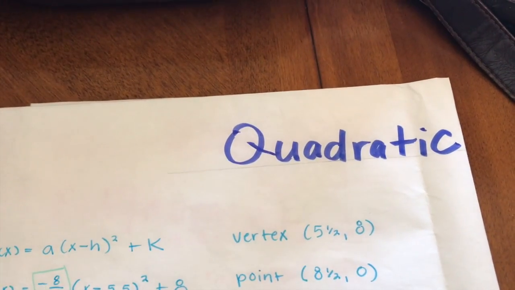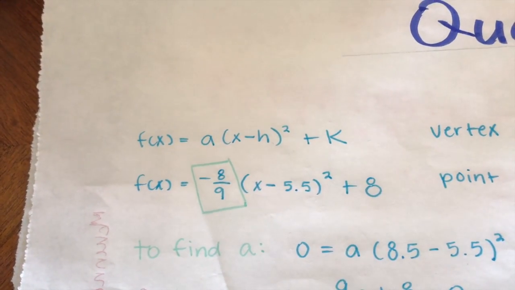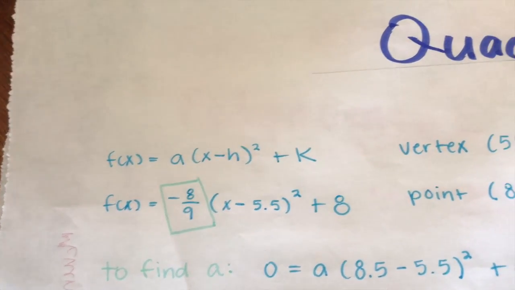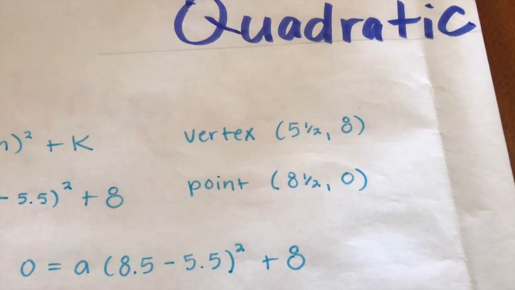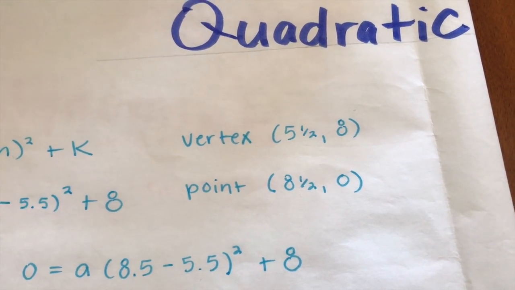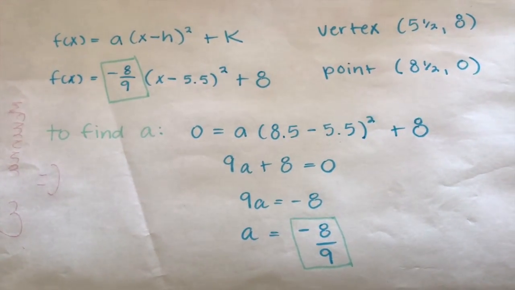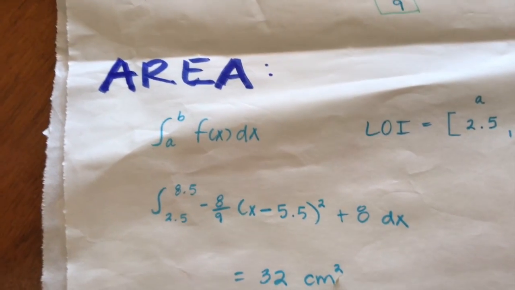Yes! So for our perfect size cake, we're going to use the quadratic formula. Here's how you do it. So this is the quadratic. First we start out with the general form, which is f of x equals a times (x minus h) squared plus k. The vertex we found of our cake is 5.5 and 8, which is our point (h, k), and the point we found is 8.5 and 0. To find a, you plug in your vertex and your point, and then you plug a back into your original equation. So our area is the integral from a to b of f of x dx.